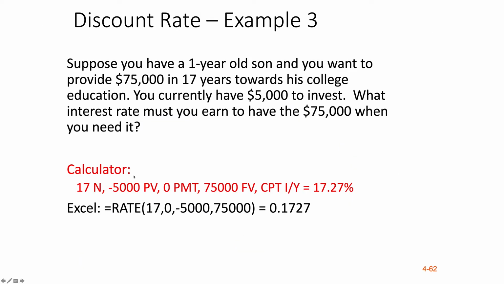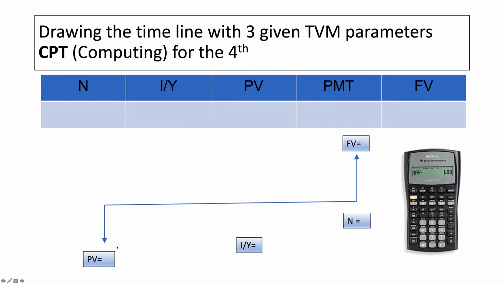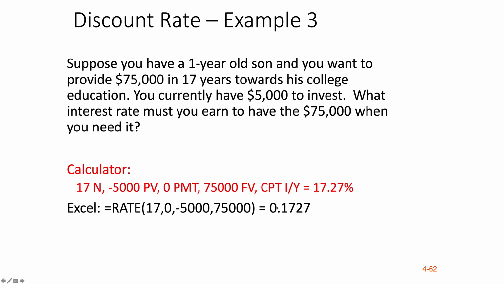Suppose you have a 1-year-old son. You want to provide $75,000 in 17 years towards his college education. You currently have $5,000 to invest. What interest rate must you earn to have the $75,000 when you need it? Again, use the timeline to see what the present value is, what the future value is, and what the number of periods is, then solve for I. The I is 17.25. So given FV, PV, and N, you can easily solve for I.